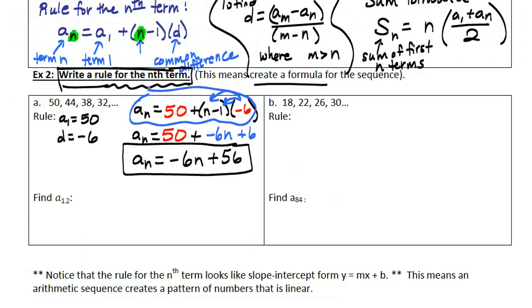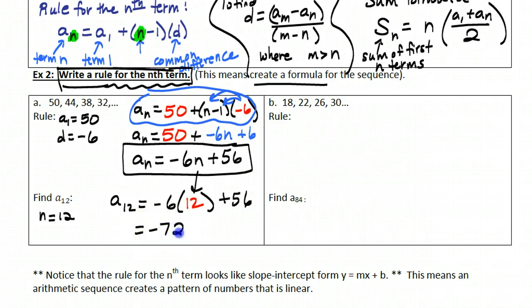Okay, then they want me to find term 12. So I just created a formula. If I want to find term 12, that means that n is equal to 12. And when I am actually finding a term number, I plug in n, and then I can go ahead and solve. It makes it a very easy problem once I have the formula created. So -72 plus 56, a sub 12 equals -16.